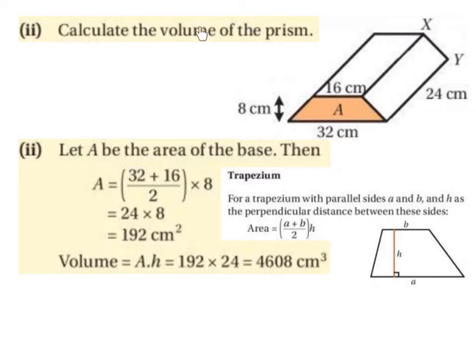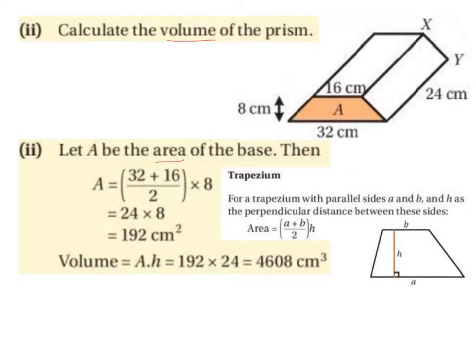Part 2, calculate the volume of the prism. So we're going to let A be the area of the base, or the front of the prism. To get the area of the front, or the trapezium, we're going to use the area of a trapezium formula, which is (A plus B) divided by 2 multiplied by H, where A and B are the parallel sides and H is the distance between them. Or sometimes the formula can be seen as a half multiplied by (A plus B) multiplied by H.